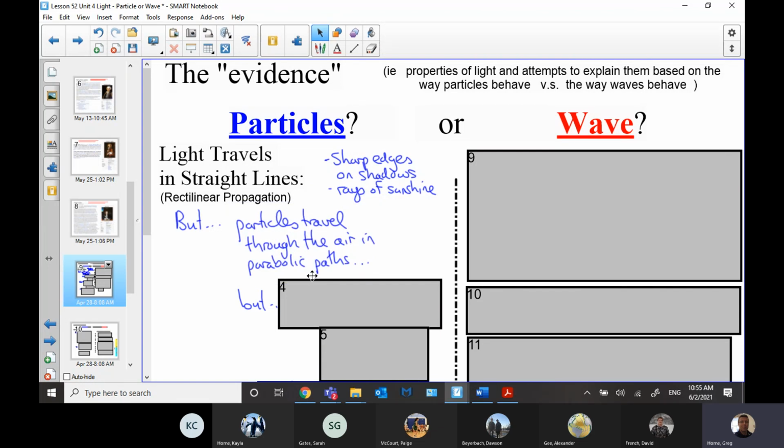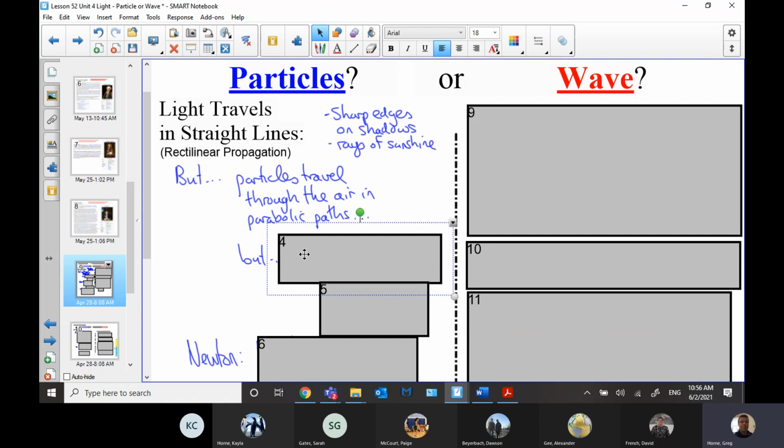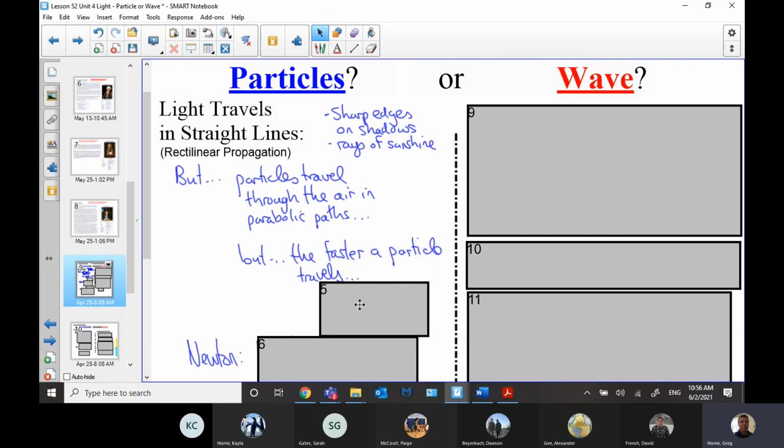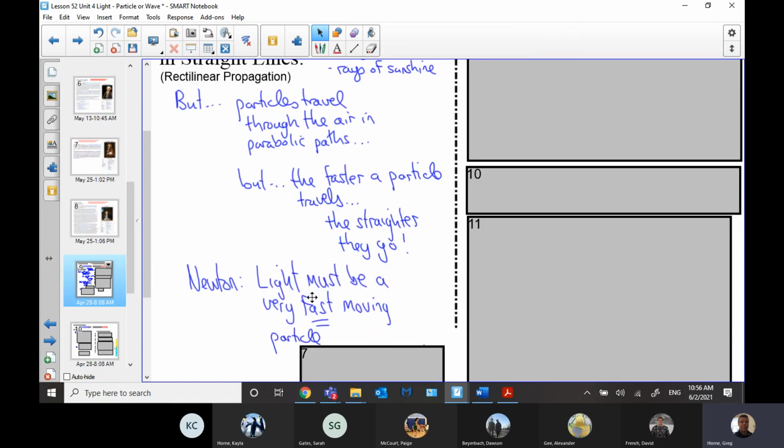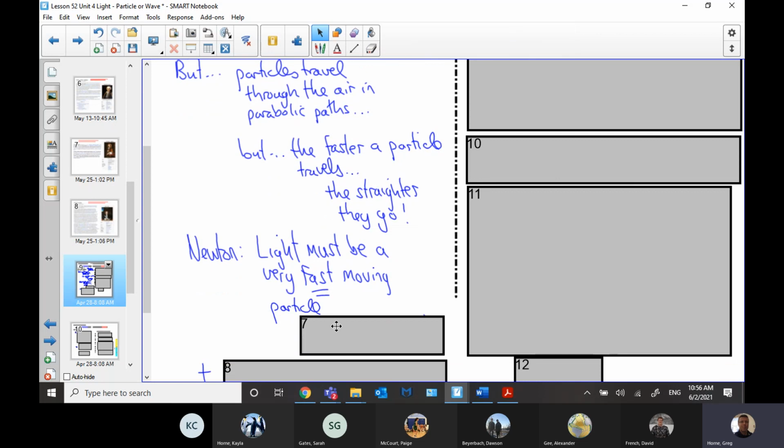So we know that particles travel through the air in parabolic paths, thankfully due to our previous work with projectile motion and all that, right? At first glance, you might think, okay, we don't see light traveling in parabolic arches, so it might not be particles. But if we notice that faster particles travel straighter and straighter, it led Newton to predict that light was really fast moving particles. Okay, so 3.0 times 10 to the 8 meters per second fast.